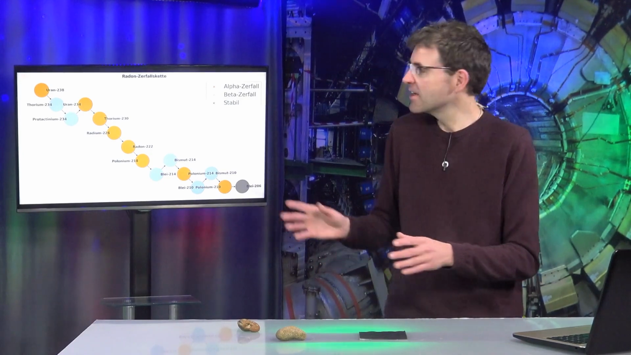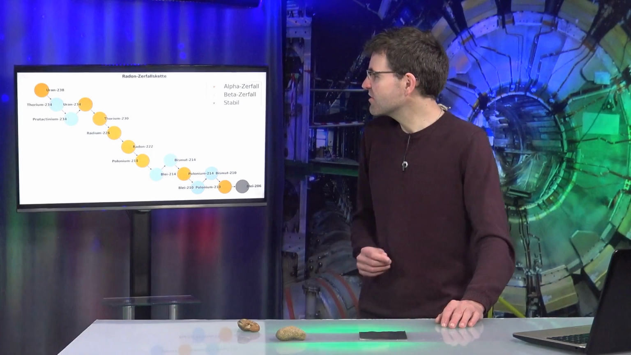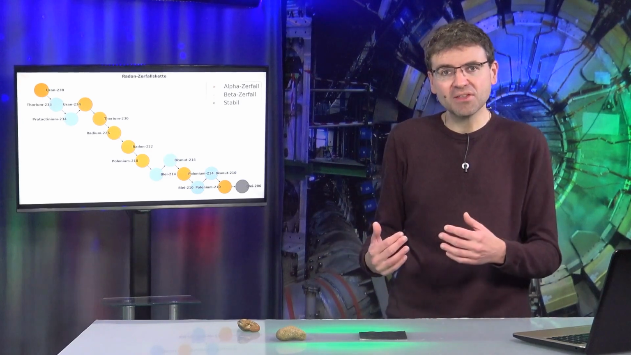So now we start up here with uranium-238. Then a beta decay to thorium-234 takes place first. The next step, as you can see, is protactinium-234. Then we arrive at uranium. So far, these have been beta decays. Now the alpha decays begin.